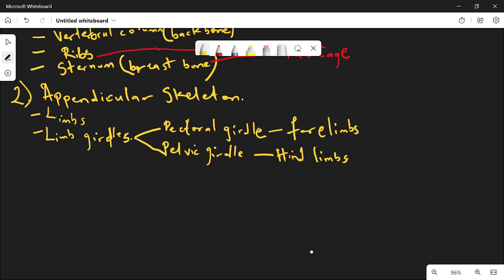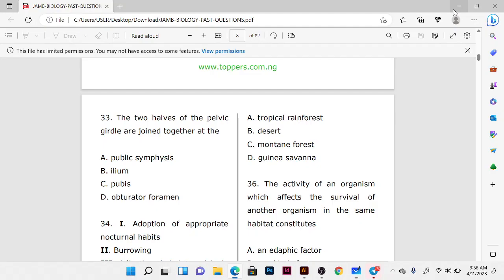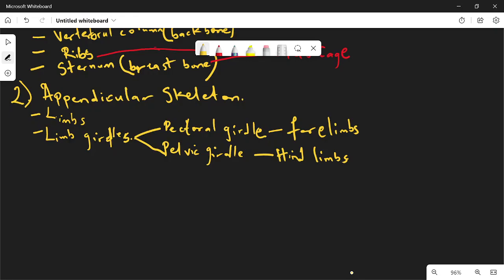Yes, I hope so, sir. We have not forgotten the question we have in mind. The question again says: the two halves of the pelvic girdle are joined together at the A. Pubic symphysis, B. Ilium, C. Pubis, D. Obturator foramen. So gradually we are getting to where we are going. Let us quickly look at them one after the other.